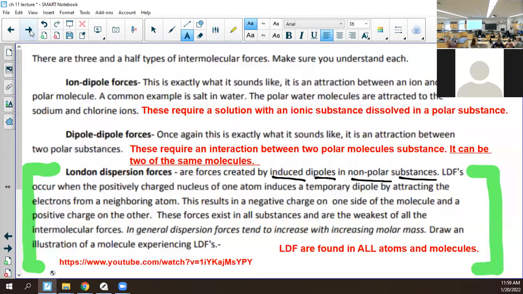So this is just a review, not really a review, I guess. We're going into London dispersion forces, which were weird. We said it happens when one atom or molecule moves close to another one. It induces a temporary dipole, so there is an attraction and so on. This will hopefully help explain it a little bit more clearly.